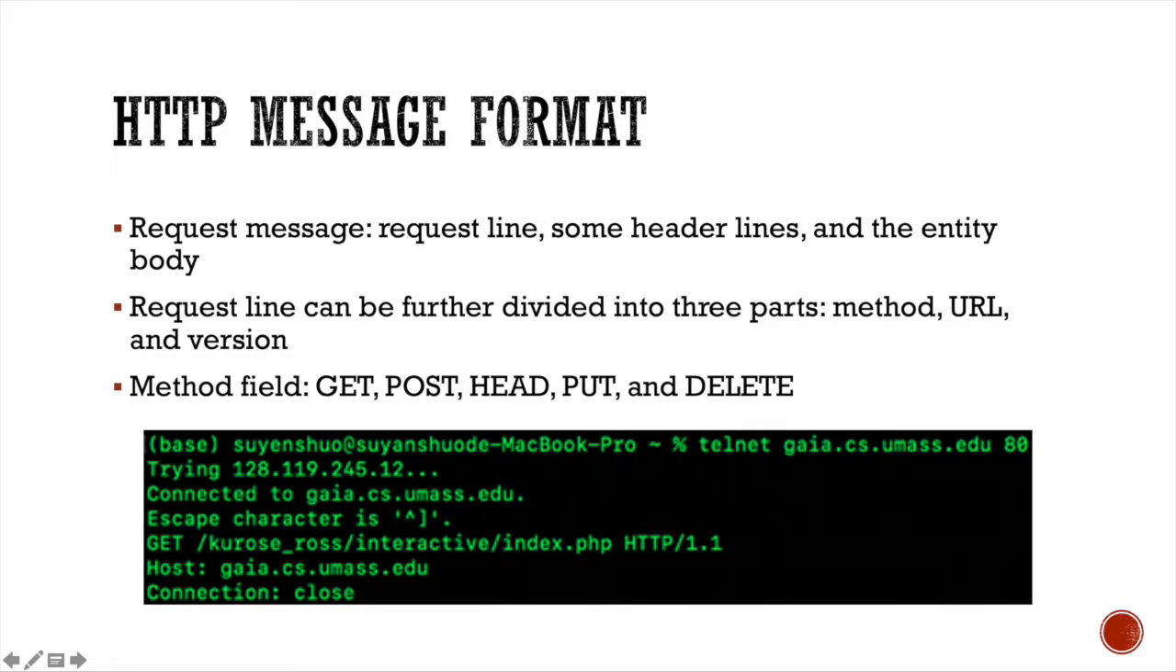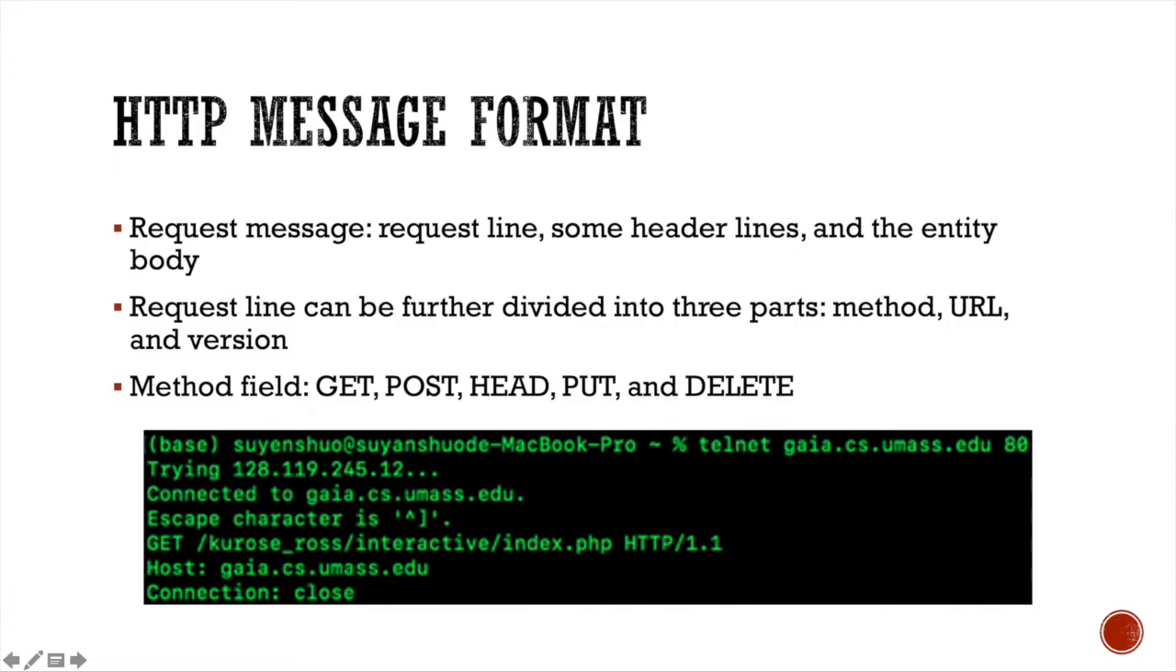There are two types of HTTP messages. One is the request message and the other is the response message. The request message contains a request line, some header lines, and the entity body. The request line can be further divided into three parts: method, URL, and version.